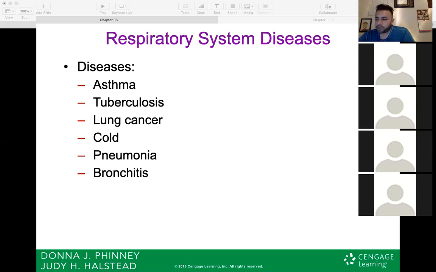Tuberculosis, if we weren't sure what that is, is a highly contagious disease of the respiratory system. A lot of times people with tuberculosis cough up blood just because there's damage going on inside the lungs.